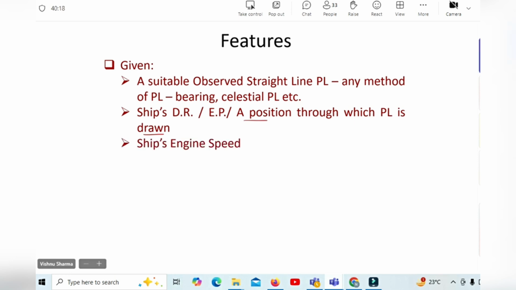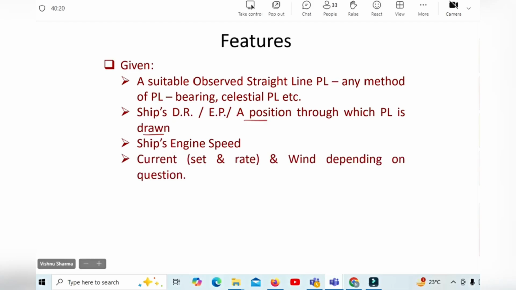Ship's engine speed has to be given to you. Current, wind, both, one, none, as the question wants. This all will be given to you in the question, guys. What can they expect you to find?